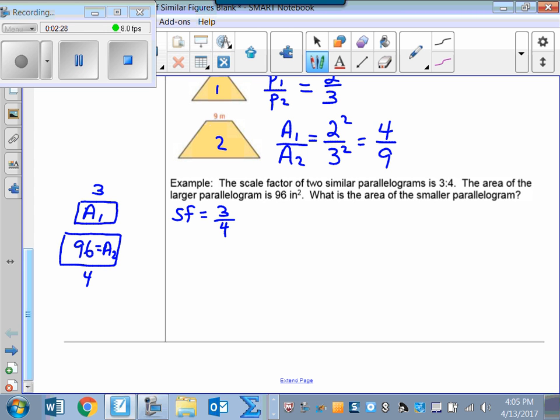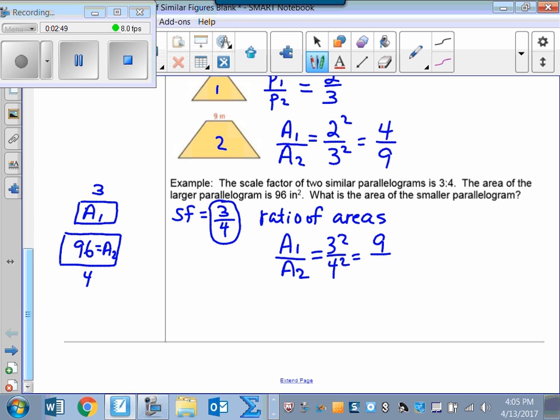Okay, what we want to do now is find the ratio of the areas. So that's A1 over A2. And we know we're going to take this and square the numerator and denominator. So 3 squared over 4 squared. So that's going to be 9/16. Ratio of the areas is 9/16. Okay, well, what I'm looking for is A1. They told me what A2 is. It's 96. So A1 over A2 is actually A1 over 96. And I just found my ratio of those areas right here. So I'm going to plug that in.